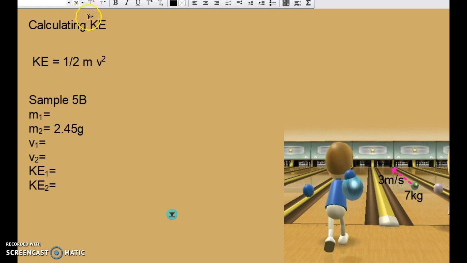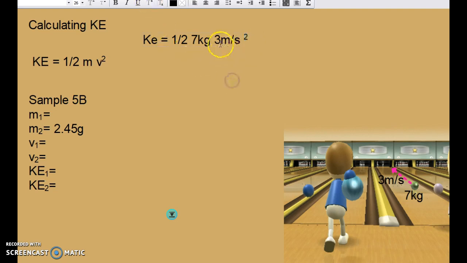So then we get into kinetic energy. Calculating kinetic energy is a very straightforward equation. Kinetic energy equals 1/2 m v squared. Here we have an example out of the book where we have a bowling ball. It's 7 kilograms going 3 meters per second. So you'd say that the kinetic energy equals 1/2 of 7 kilograms times 3 meters per second, squaring that whole thing.